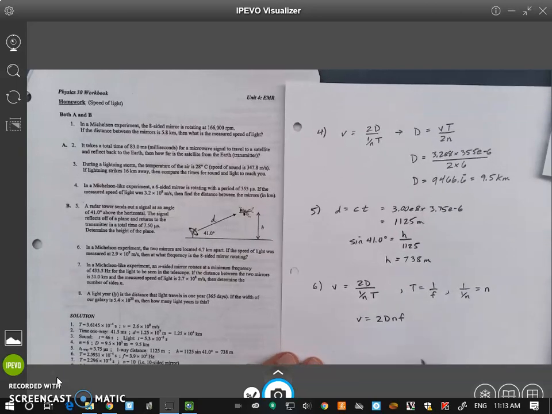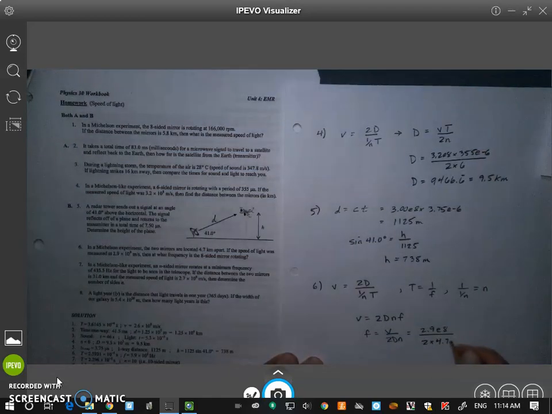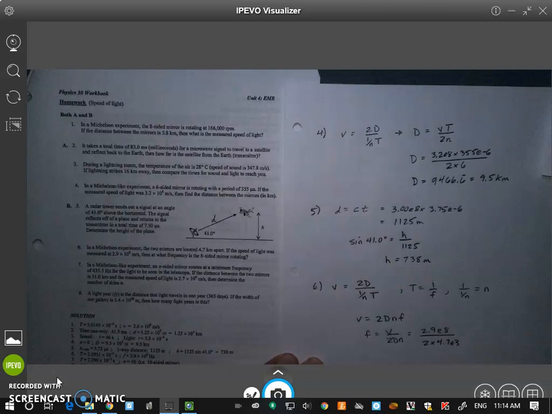Now we're just going to go ahead and solve this one here for the frequency. Frequency is going to be v over 2 d n. I'm going to put in 2.9e8 and 2 times 4.7, and the mirror is an 8-sided mirror.